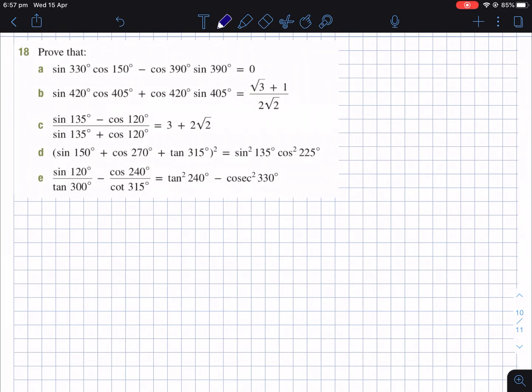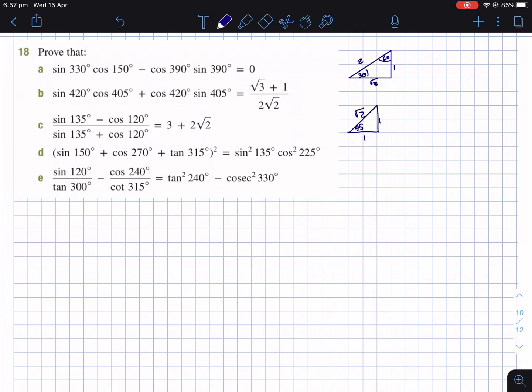All right, just before we dive into question 18, I like question 18 because it gets you to practice a lot of things with surds. I'd like to remind you, firstly, of our two triangles. 30, 1, 2, root 3, 60, and 45, 1, 1, root 2.